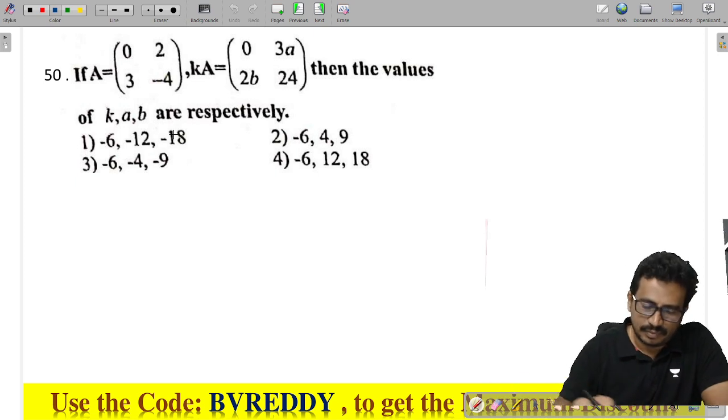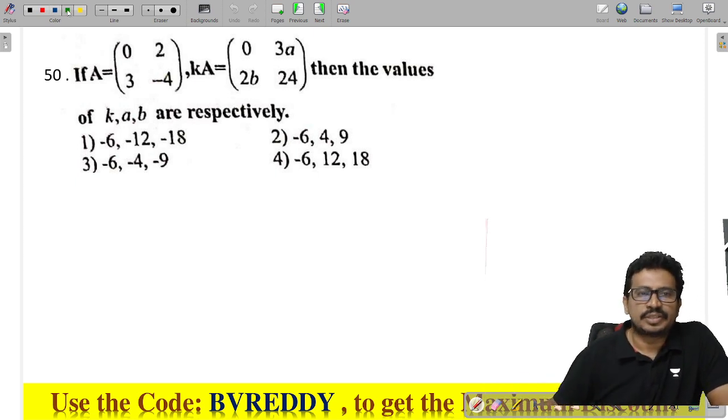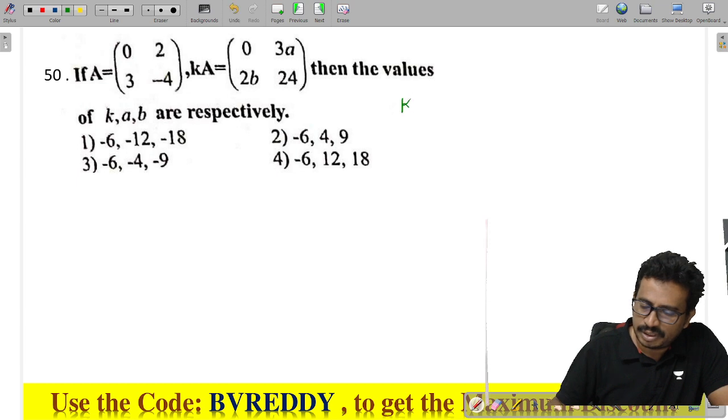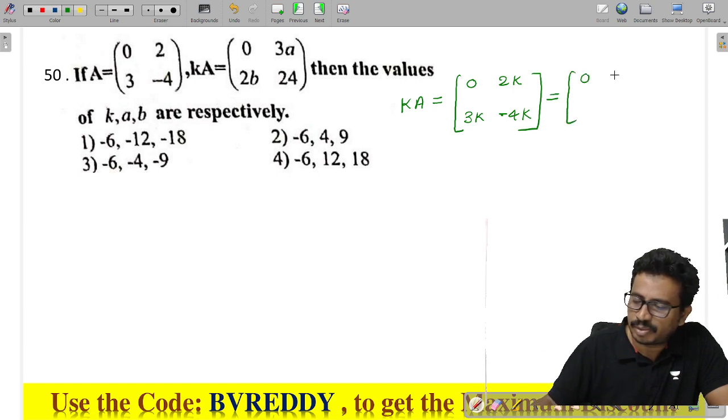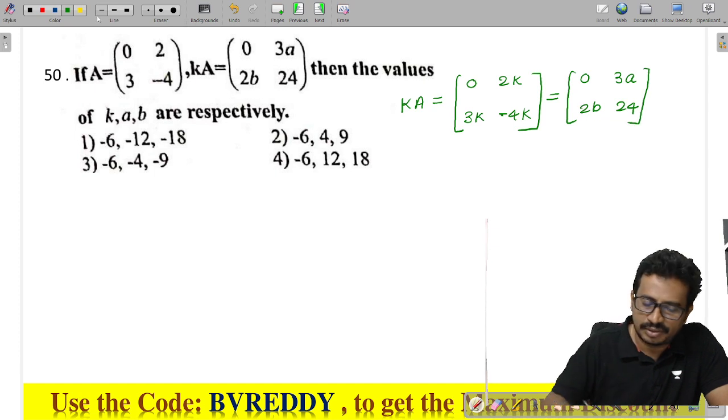Next, if A is given like this, with K and A given, then the values of K, A, B are. Now you can see here they gave kA. If I multiply this, what will I get? 0, 2K, 3K, minus 4K. And according to the given problem, they gave this as 3A, this is 2B, and this is 24, right?